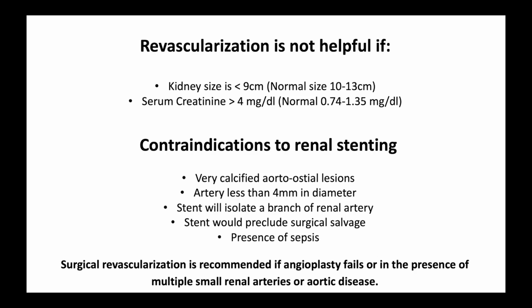Then an artery less than 4 millimeters in diameter, because of the high rate of ISR. And if your stent is going to jail a side branch, that's not a good idea. Or if the stent is landing at the surgical site, which you need to leave alone for the surgeons in case grafting is required at a later stage, or if there is sepsis. Surgical revascularization is recommended if angioplasty fails or in the presence of multiple small renal arteries or aortic disease.